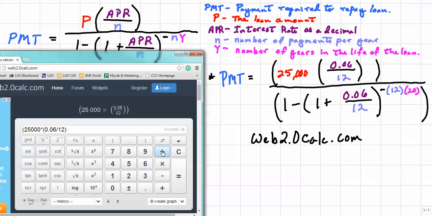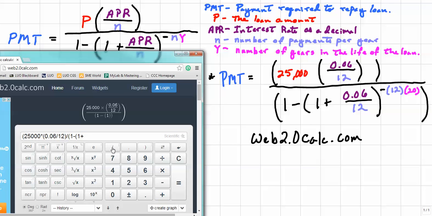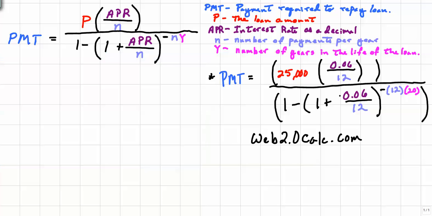Now I'm going to divide that, and now I'm into the denominator. So we open parentheses, we type in 1 minus, and then I'm going to have to open parentheses again and type in 1 plus. I'm going to open parentheses one more time because I should have put parentheses around this just like I had up in the numerator.